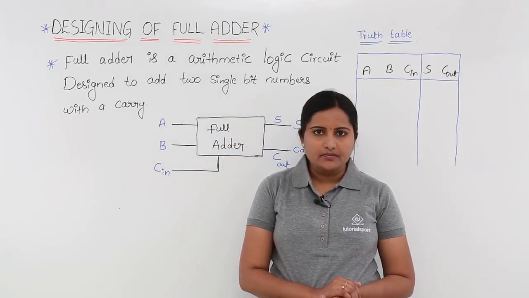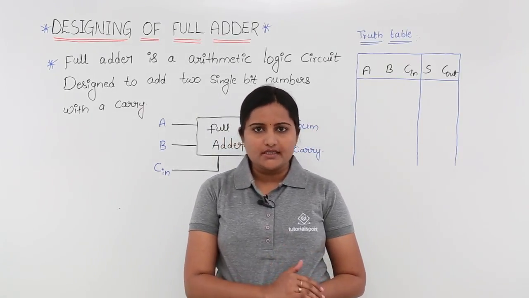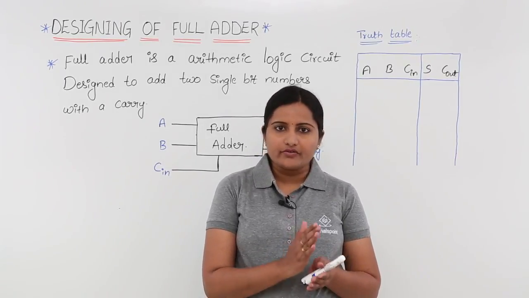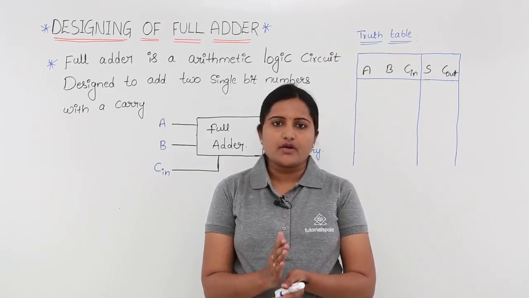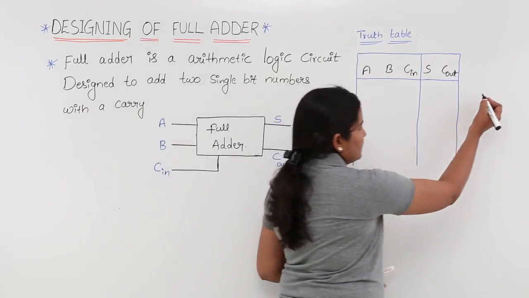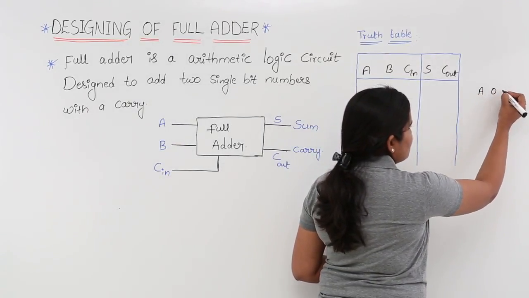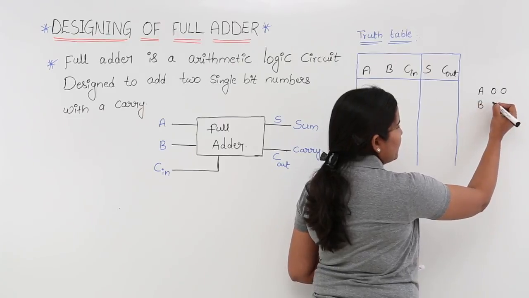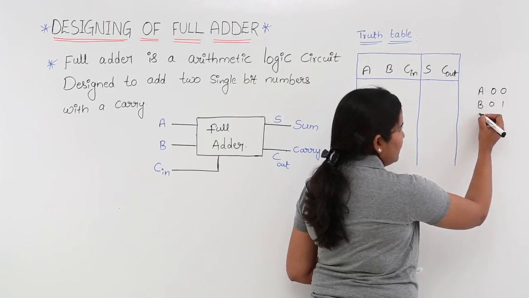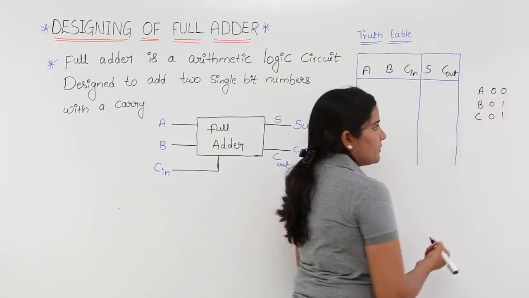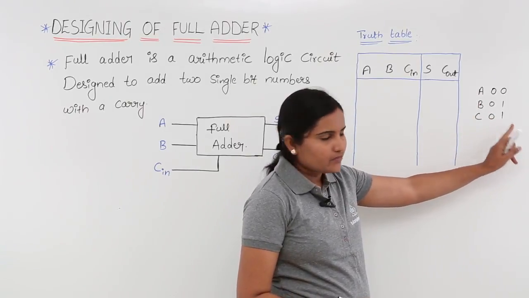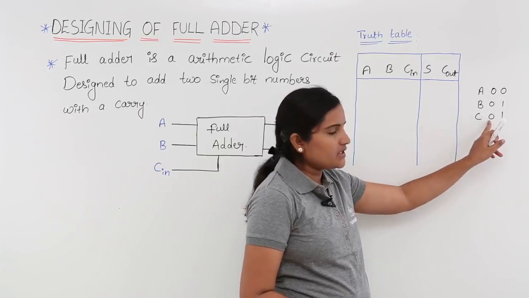Those limitations are, for example, when you are adding 2 bits, and in the next step you have a carry along with the 2 bits, you are not able to add it with a half adder. For example, take three 2 bit numbers: A is 0 0, B is 0 1, and C is 0 1. So the B value is 0 1 and the C value is 0 1.